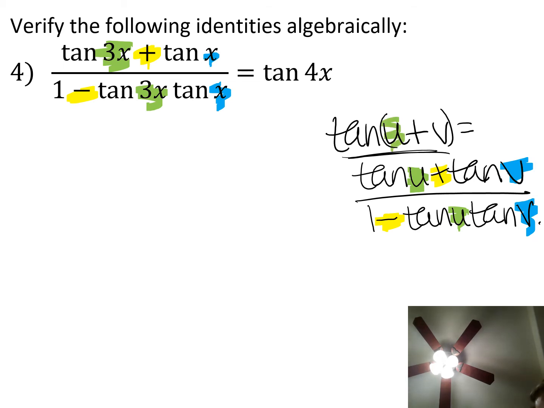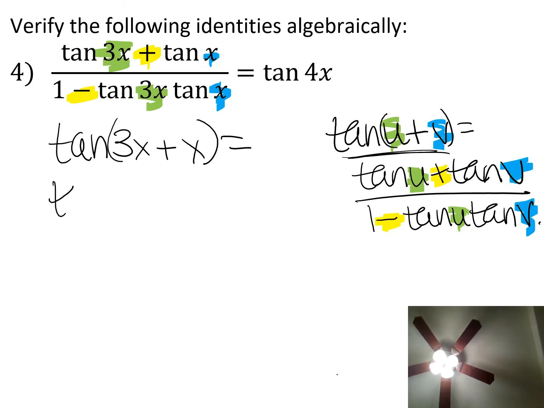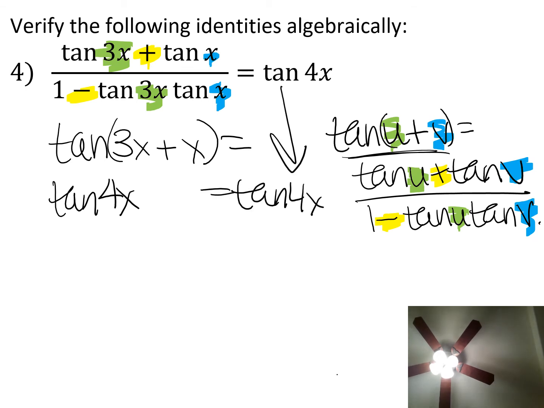U, V. Okay, and so I'm going to plug those in there. So I would have tangent of 3x plus x is equal, and then tangent, when I actually add them up, tangent 4x is equal to tangent 4x. Final answer.